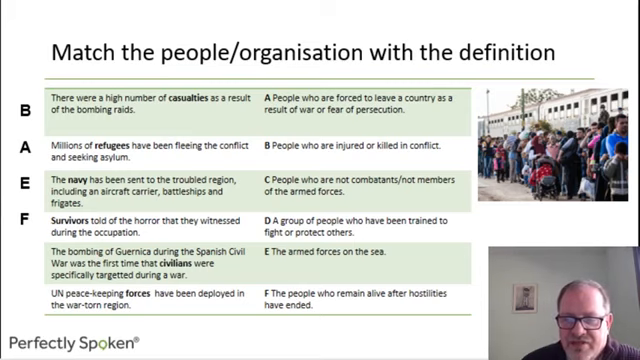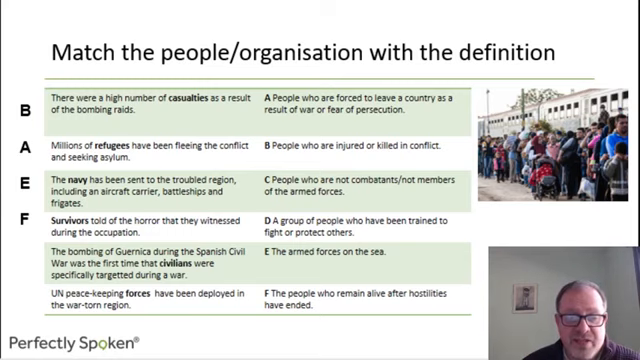The bombing of Guernica during the Spanish Civil War was the first time that civilians were specifically targeted during a war. Civilians. This is actually true. The Germans bombed the small Basque town of Guernica, which was significant to the Basque people. It was an important site for them. And famously, Pablo Picasso painted his painting, which I think hangs in the Prado in Madrid. I'm not sure, they might have moved it.